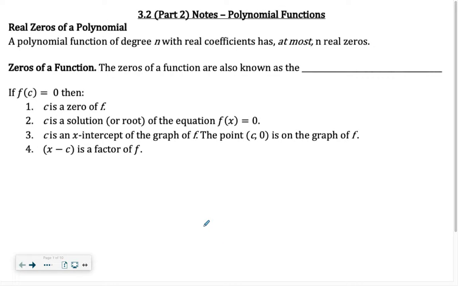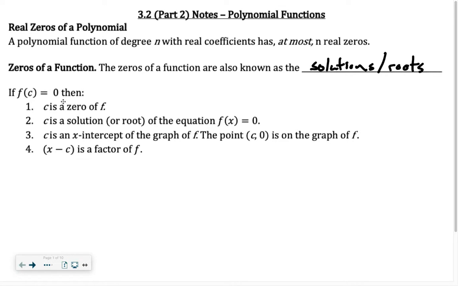All right, in the second part of 3.2, we're going to take a look at zeros of polynomials. The first idea is that a polynomial of degree n has at most n real zeros. So if our polynomial is fourth degree, we say it has at most four real zeros, right? Now, the zeros of a function go by lots of different names. Some that we've used before are solutions or roots.